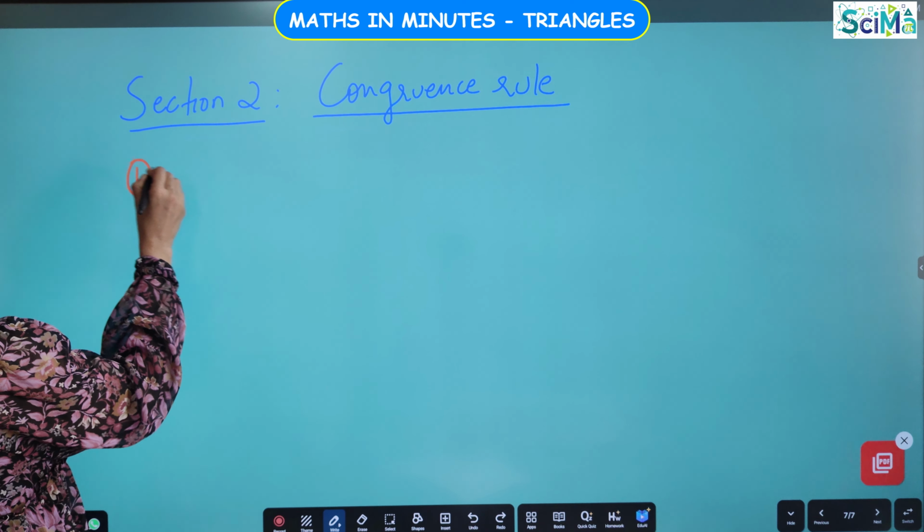So how can we write it? AB is equal to PQ, angle A is equal to angle P and AC is equal to PR. So triangle ABC is congruent to triangle PQR by the SAS rule.